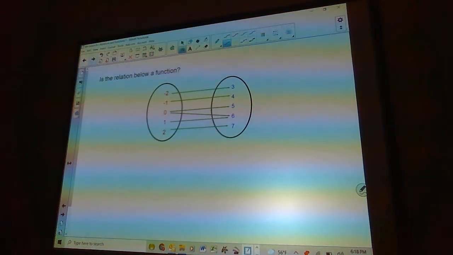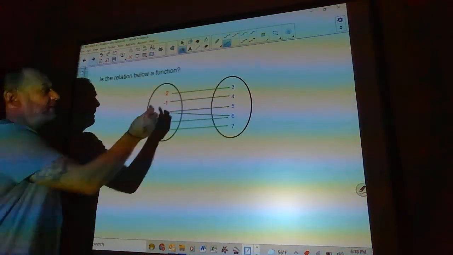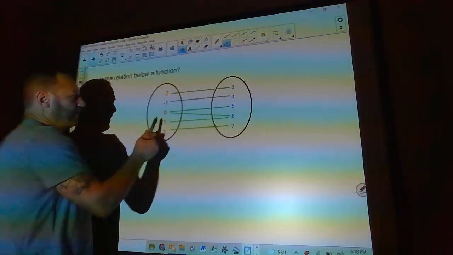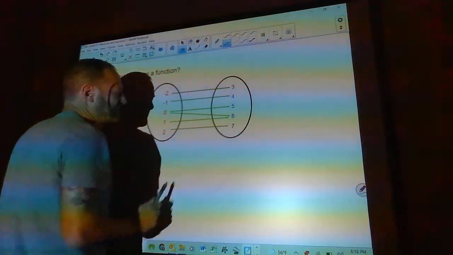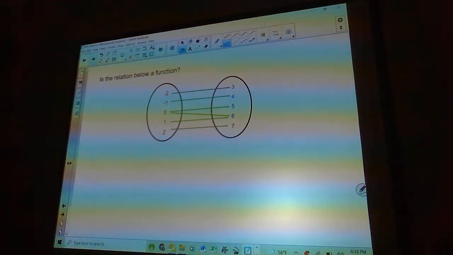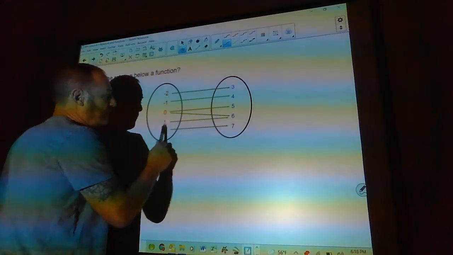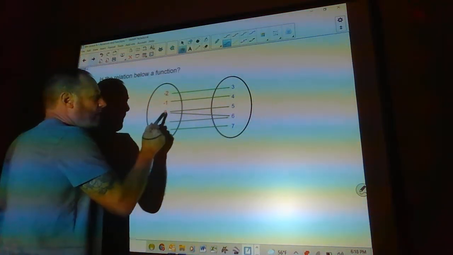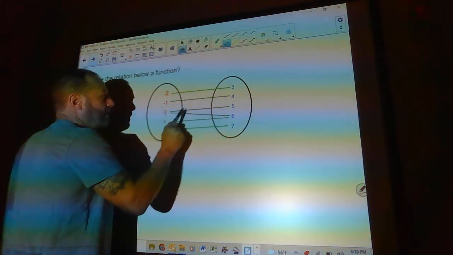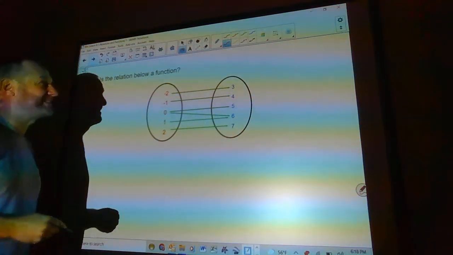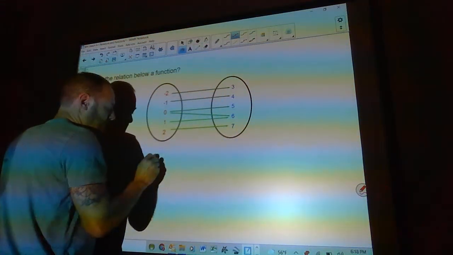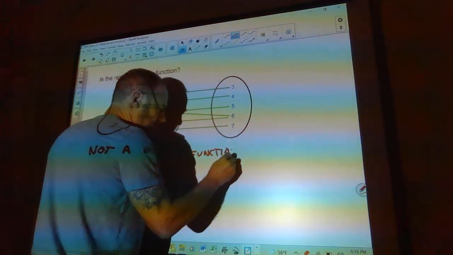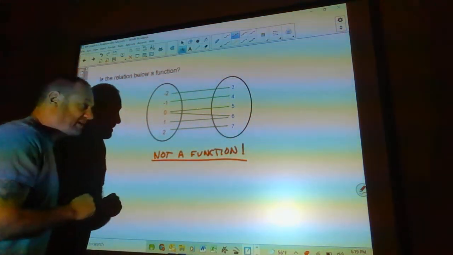Is this relation a function? Negative 2 is mapped to 3, that's not a problem. Negative 1 is mapped to 4, also not a problem. Oh, 0 is mapped to both 5 and 6. That's a problem. Now, it's not a problem that 0 and 1 are both mapped to 6. That's fine, because each x would have one y. But this one is a problem right here, because this x has two y's. This is not a function. It's a relation, but it's not a function.